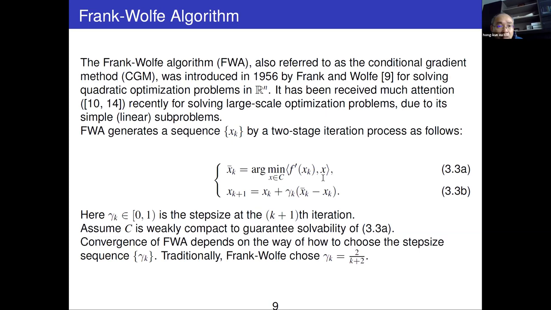This is a definition here; 3.3 is the definition of FWA. You start from x_0, and when you get x_k, you just solve this linear subproblem to get x_k bar, and then make a linear combination in 3.3b. You get the next iterate x_{k+1}. So this is quite simple. Of course, gamma_k is interpreted as the step size. Initially, Frank and Wolfe chose the step size as 2 over k plus 2, and then they proved convergence. That's the definition of FWA.